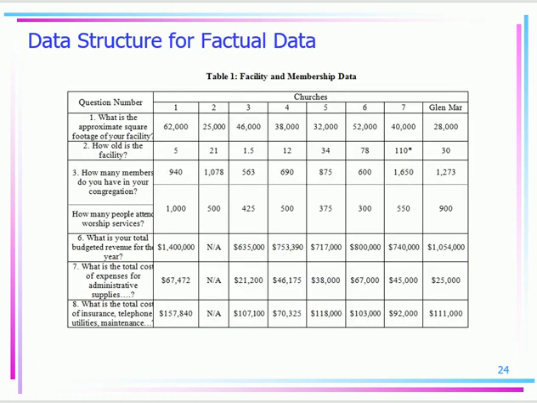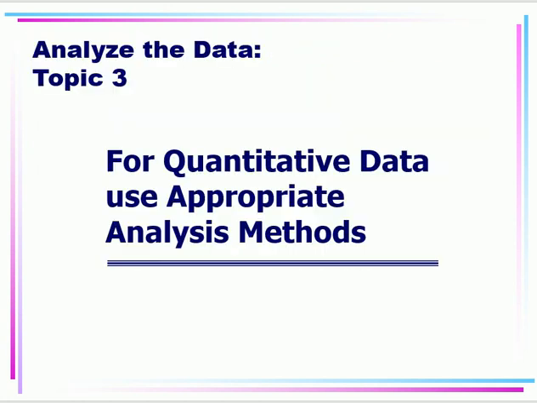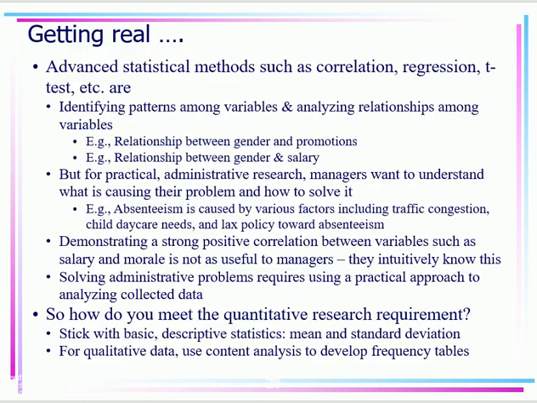Here are lots of examples of data and charts, and I'm going to skip through these. You've seen some of these in prior lectures, right? Then you analyze the data. For quantitative data, use appropriate analysis methods. Advanced statistical methods such as correlation, regression, or t-tests are generally not used. What we're really going to use is descriptive statistics.